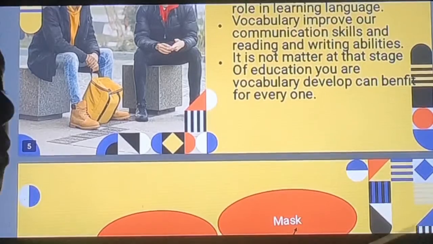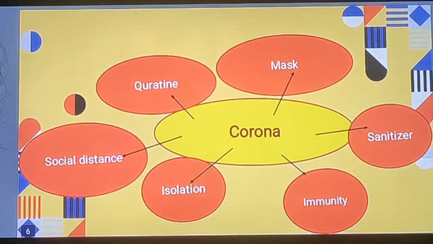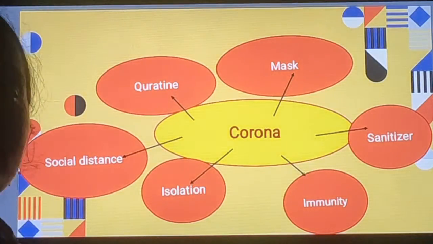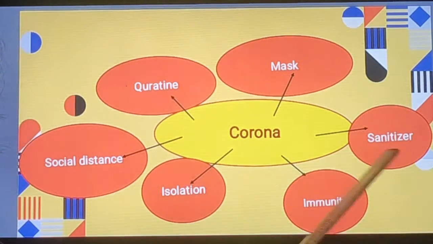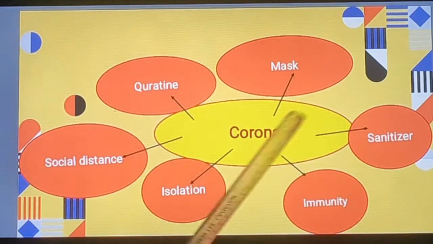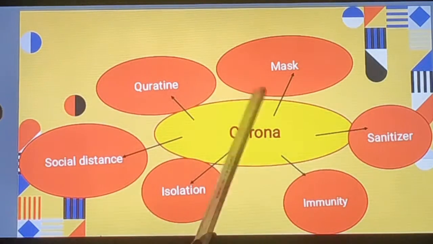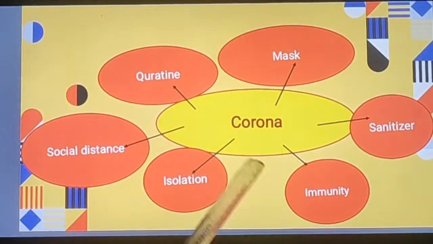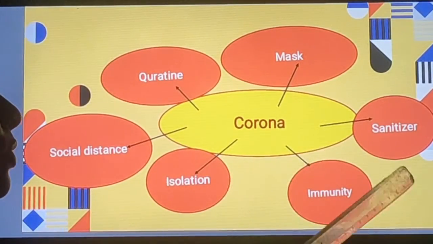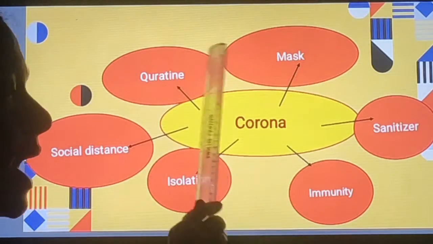Okay, do you understand what vocabulary is? Now, one more example for you. Now, what is the present situation? The present situation is a pandemic period. What is that? Corona, COVID-19. What is corona? Some related words come with it. Corona is the base word, and this base word has related words also.